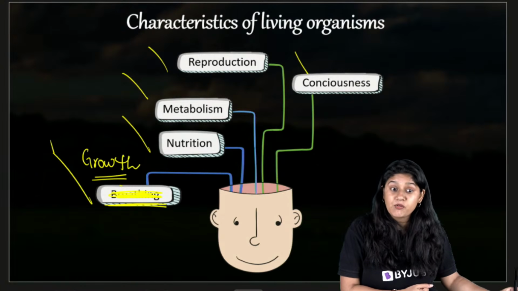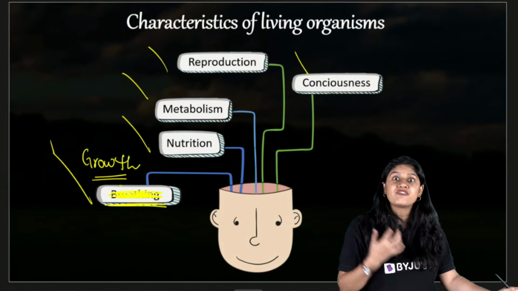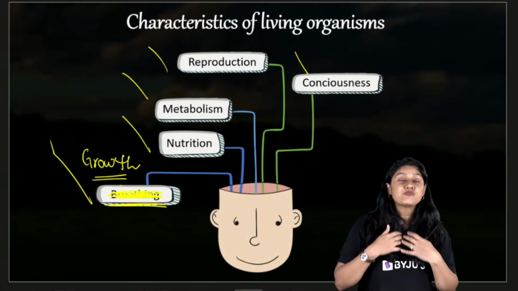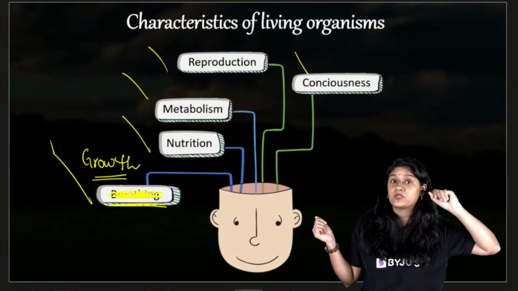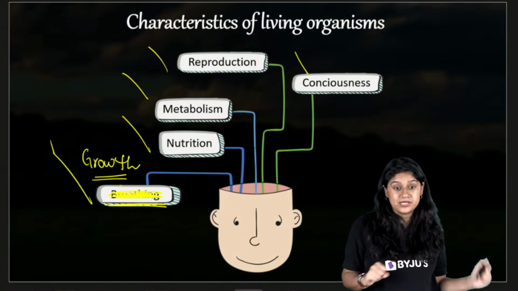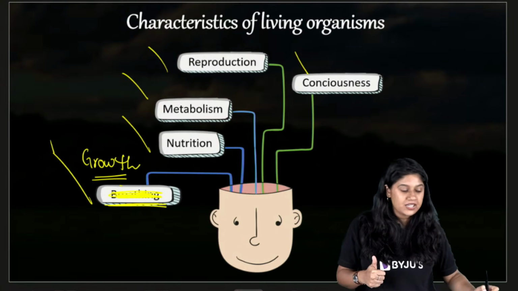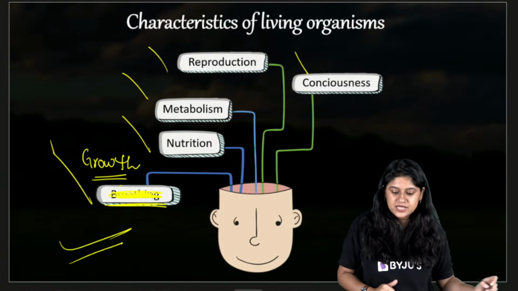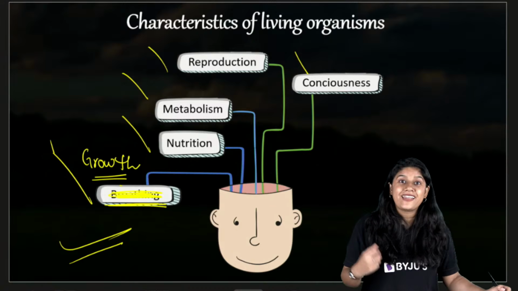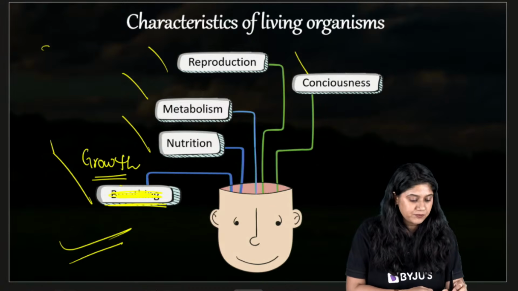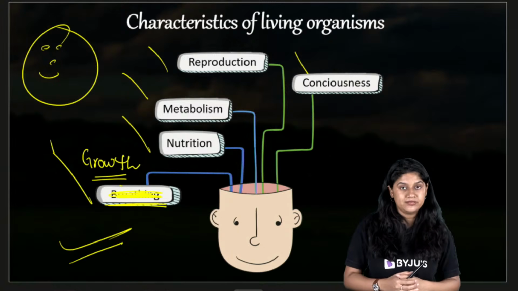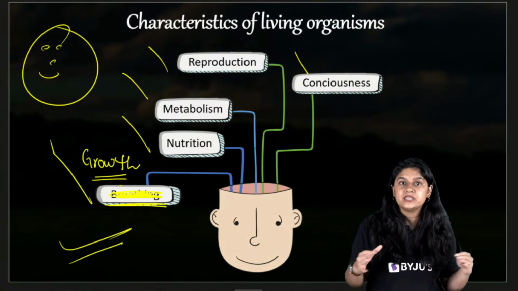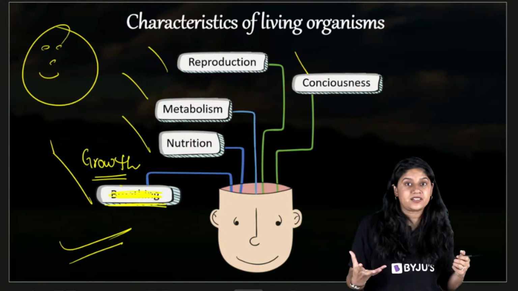Many people are asking, what is consciousness? Consciousness is awareness about the surroundings. I am conscious of what is happening around me. I can see the light, I can hear the sound of the AC, I can read these comments. Clear, everyone? Those are the characteristic features of the living organism. Metabolism means the reactions that are happening inside the body. Okay, so we are clear with the living organisms and their characteristics.